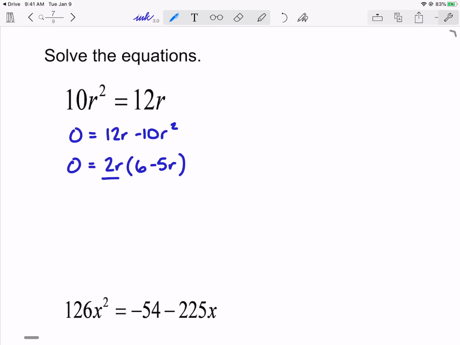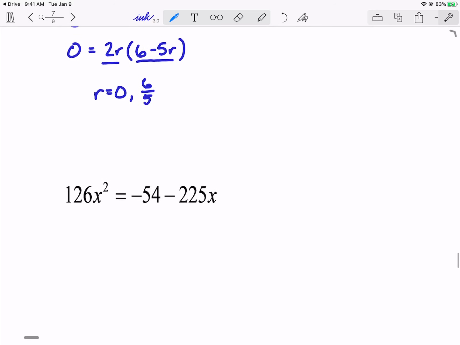So now I've got to set 2r equal to 0. Well, that gives me r equals 0. And I've got to set 6 minus 5r equal to 0. So I'm going to subtract 6, but divide by a negative 5. So a negative divided by a negative gives me a positive. So I get 6/5. And you would get the same answer if you subtracted 12r to start.